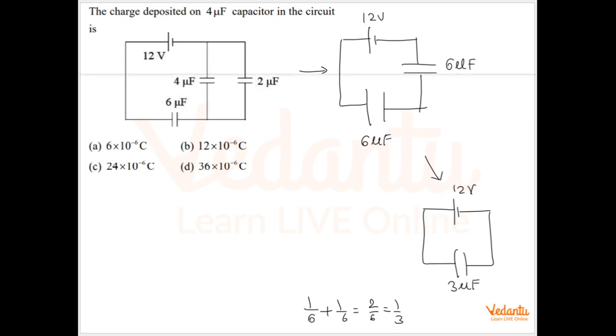Now if you see in this case, there will be some charge Q coming out of the battery, and that charge will be deposited on the equivalent capacitor. I can calculate that charge, which will be equal to C equivalent into V, that is 3 into 12, which is 36 microcoulombs. So 36 microcoulomb will come out from here, that means 36 microcoulomb will come out of here as well, and here as well.